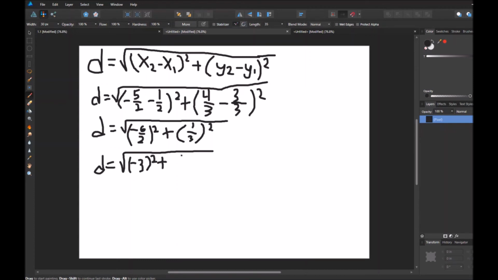And 1/3 squared, if you don't remember, a property of exponents is that if a fraction is being raised to an exponent, that exponent distributes to the numerator and the denominator. So 1/3 squared is the same thing as 1 squared, which is just 1, over 3 squared, which is 9. So negative 3 squared is equal to 9. So now we're left with the square root of 9 plus 1 over 9.